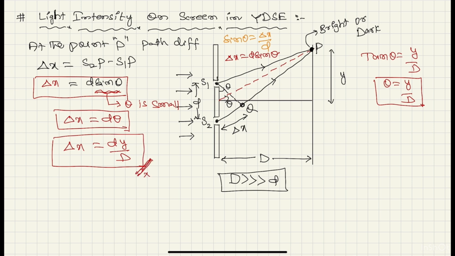Okay, path difference relation. Path difference means delta x. Delta x is equal to d into y by D. So y means height, and small d is the distance between the slits.